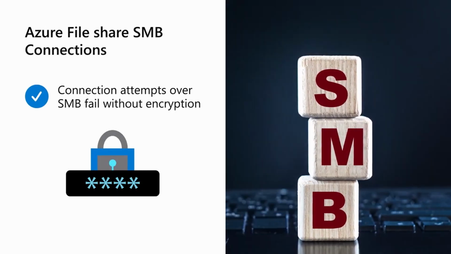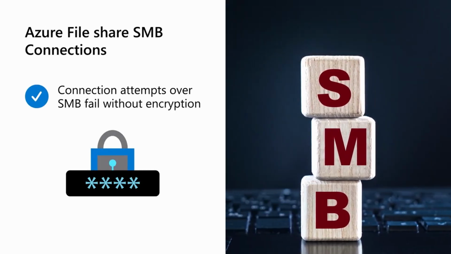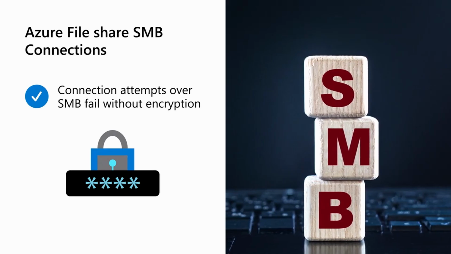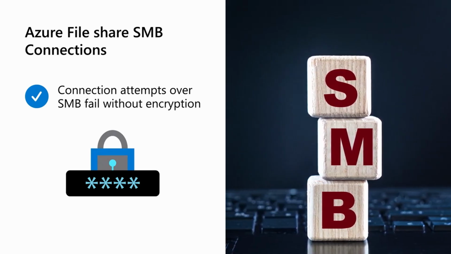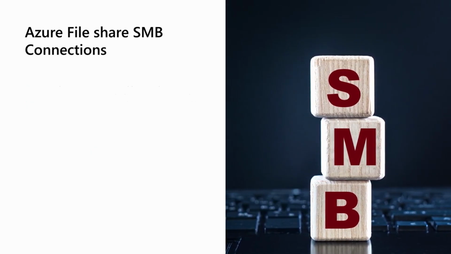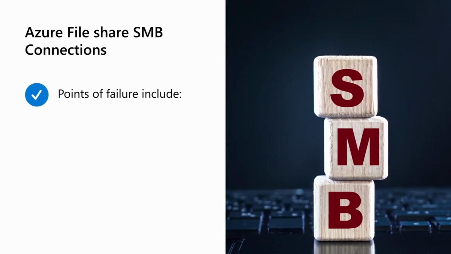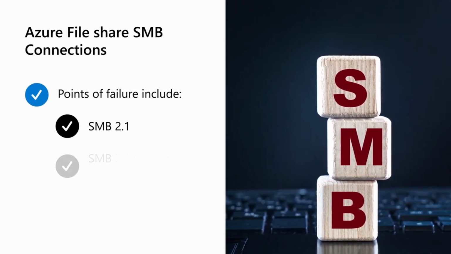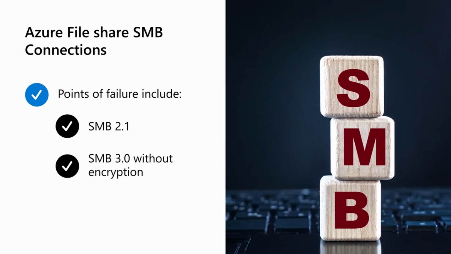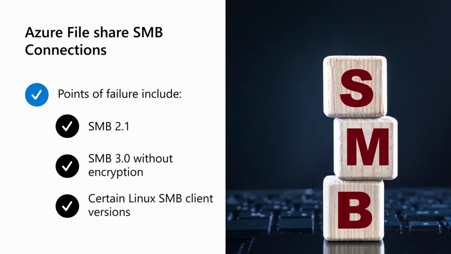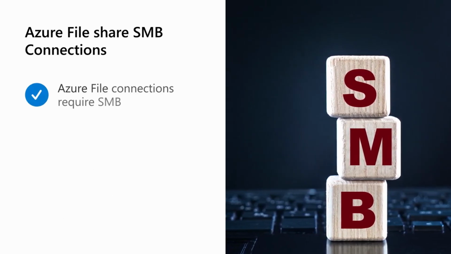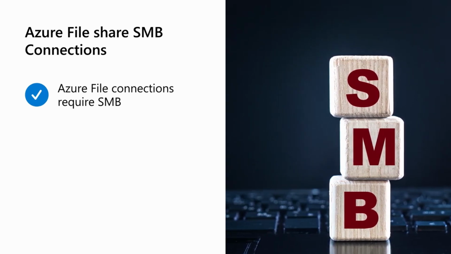Attempts to connect to an Azure file share over Server Message Block, also called SMB, without encryption will fail when secure transfer is required for the storage account. This point of failure includes insecure connections such as SMB 2.1, SMB 3.0 without encryption, and certain versions of the Linux SMB client. It's important to note that Azure file connections require SMB.